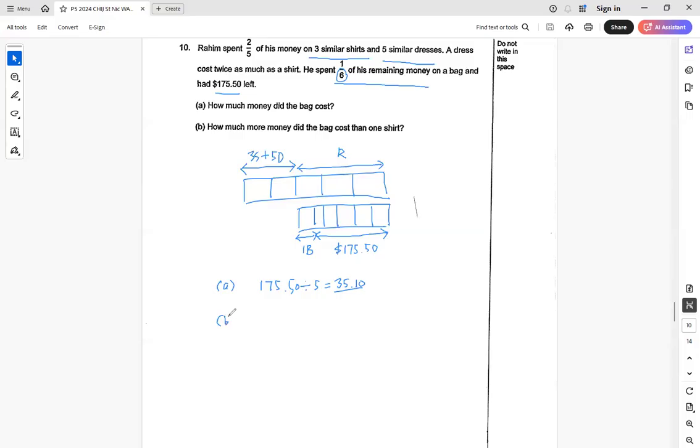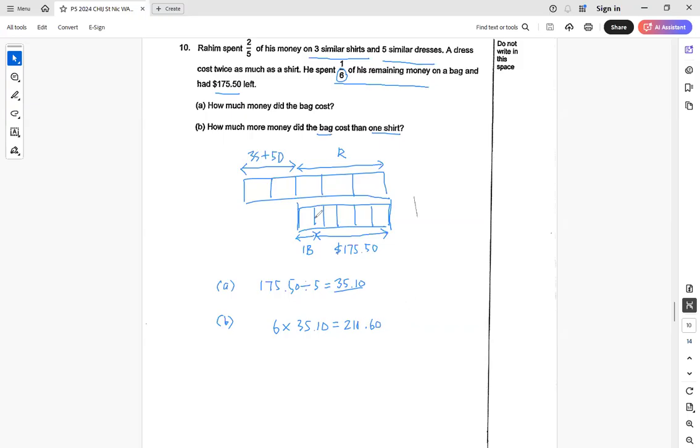Part B wants us to find out how much more money did the bag cost than 1 shirt. We have found the cost of the bag, but we haven't found the cost of the shirt. The shirt is over here, so we have to work upwards towards the model on top. So since we have found 1 unit here, we need to find the total remaining money, which you count total, there are 6 of it. So to find 6 of it, you have to take 6 times $35.10. Because 1 part here is $35.10. So with 6 of it, you times 6, you will get 210.60.